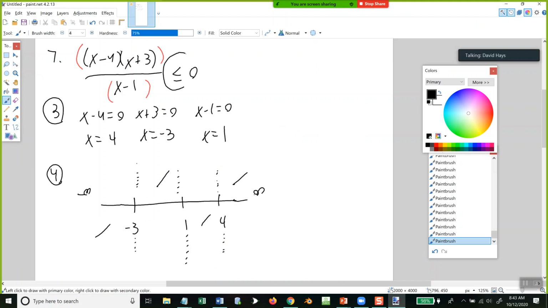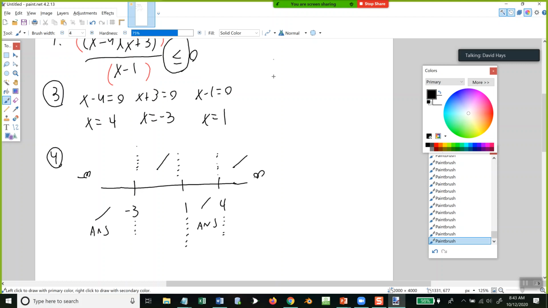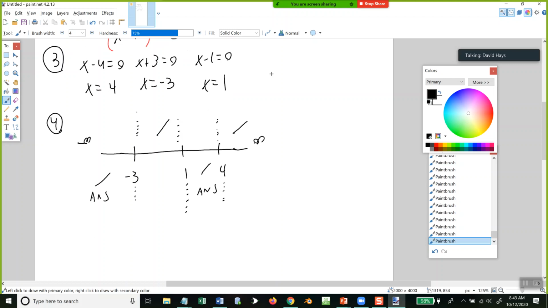Now we got a less than or equal to. That tells us two things. Less than or equal to, we're looking for where the graph is below the x-axis, which is right here and right here. Also, less than or equal to, besides telling us below, it tells us to use brackets.